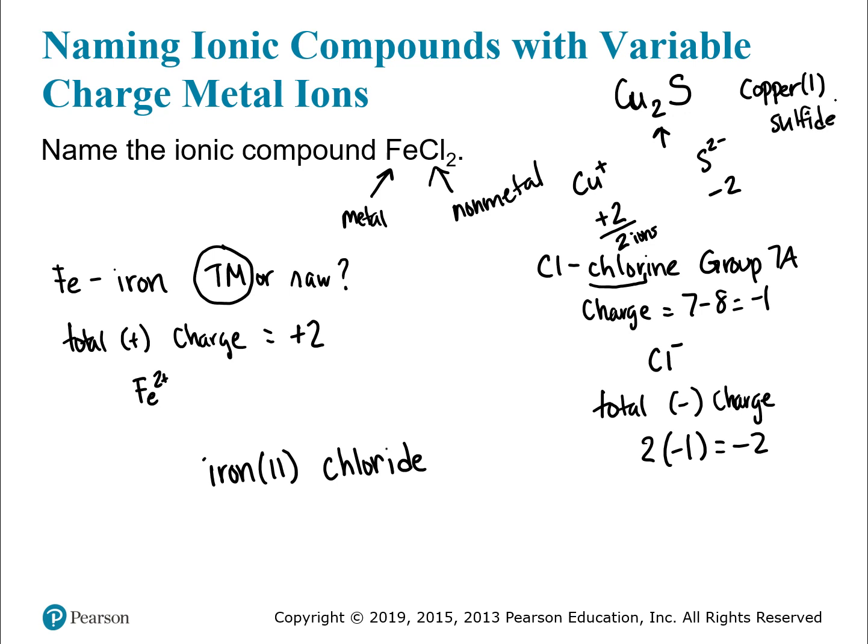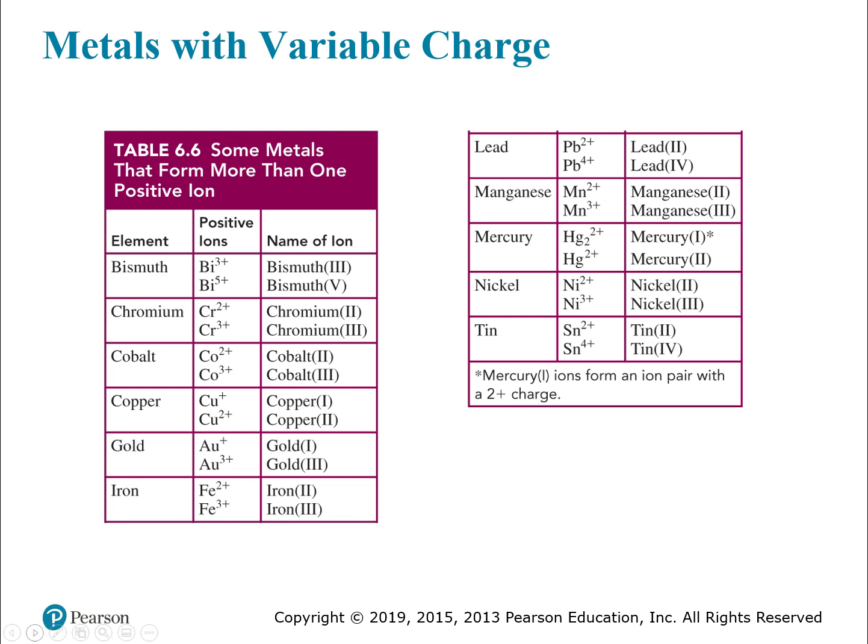So that was a really quick example to show what you do if you have more than one metal. You take that total charge, the total positive charge, and divide it by the number of ions that you have. Here's a chart with metals and their variable charges. You've also got the names here too. I want to take a second to point out mercury, because mercury is kind of a funky little beast. So I'll blow it up here.